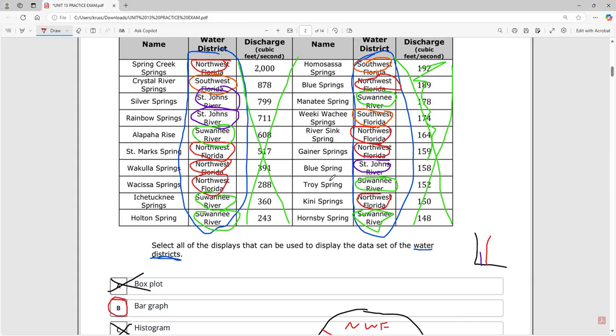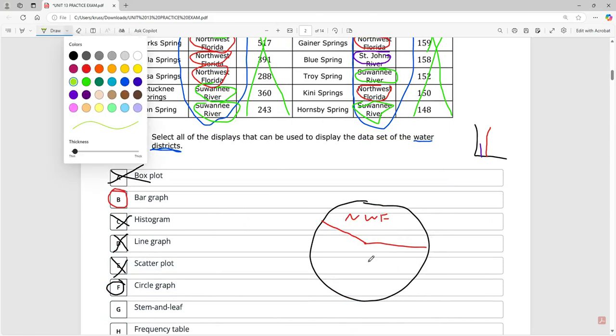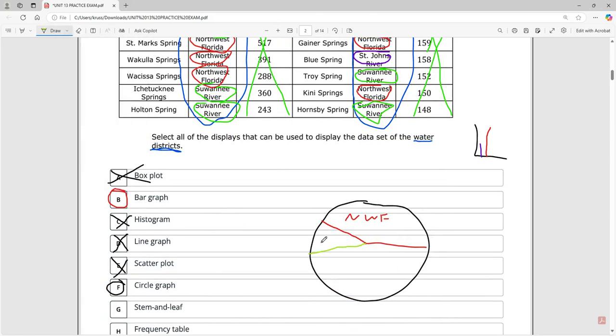I'll do the green: 1, 2, 3, 4, 5. So that is 5/20ths, which is 1/5. That's 20%. So our green one would be the Swanee River, and it would be 20%.